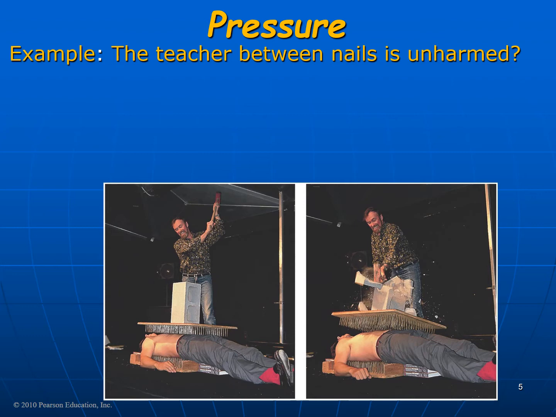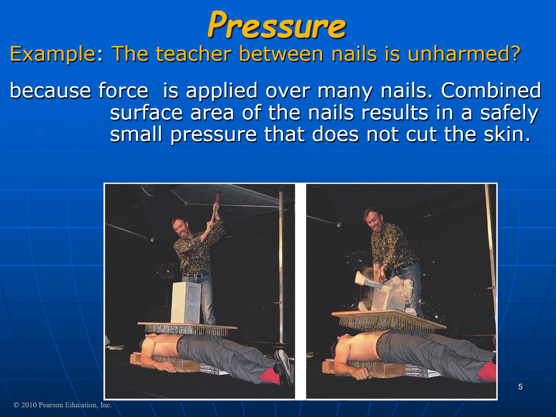Let us think about this example. The teacher lies between two beds of nails here. And when a force acts on this bed, he is unharmed. Give a reason why this is happening. Obviously, because the force is applied not on one nail, but over many nails, so there is a combined surface area of the nails together, resulting in a large area with a safely small pressure that does not cut the skin, and the teacher will not be harmed. So increasing the area reduces the pressure, so he is safe.